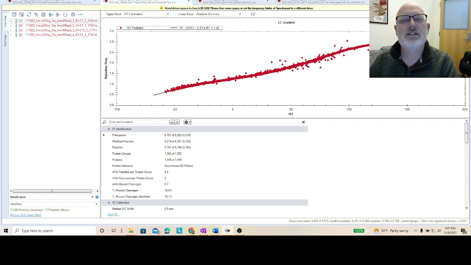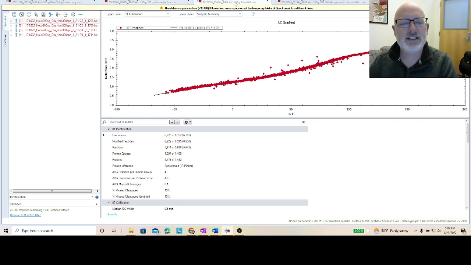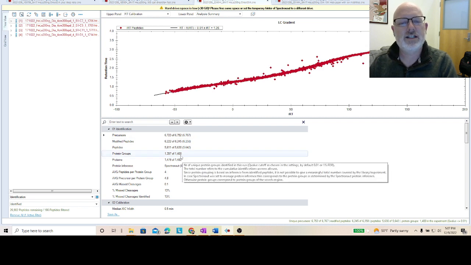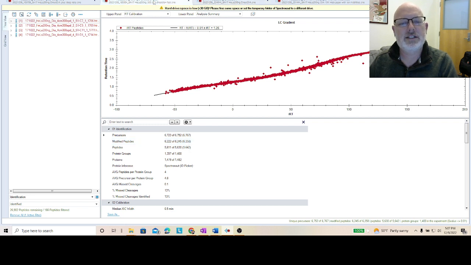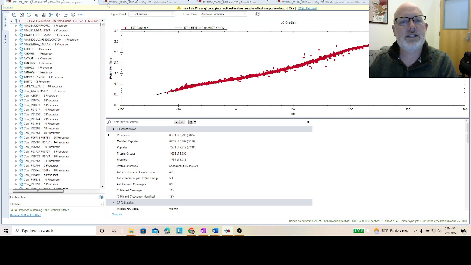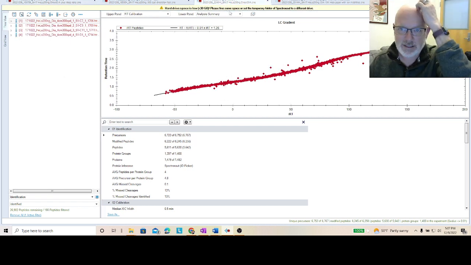I also searched it using the directDIA method, which I assume is the one in Spectronaut 15. We're getting around 1,400 protein groups, 6,000 peptides, which seems pretty similar to this. Still less than the deep, which makes sense because it's named deep.